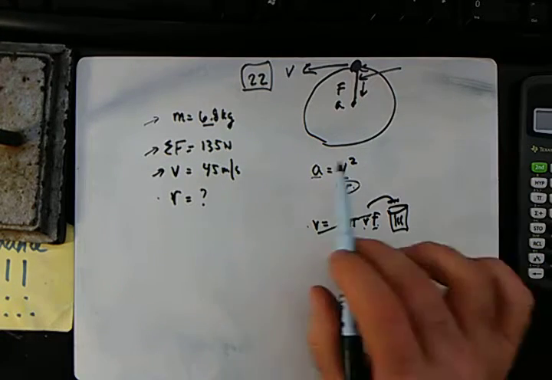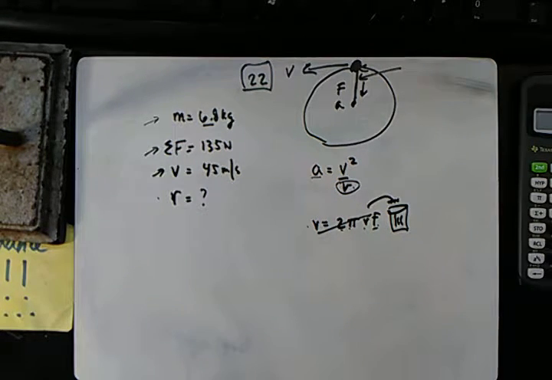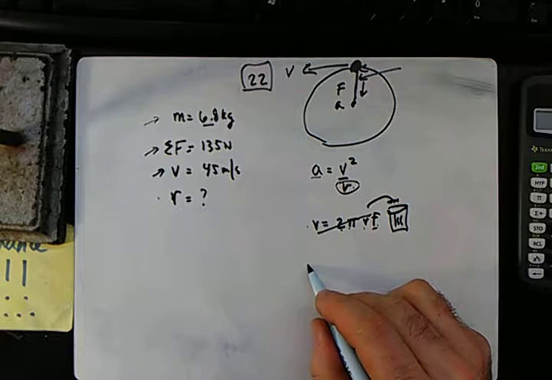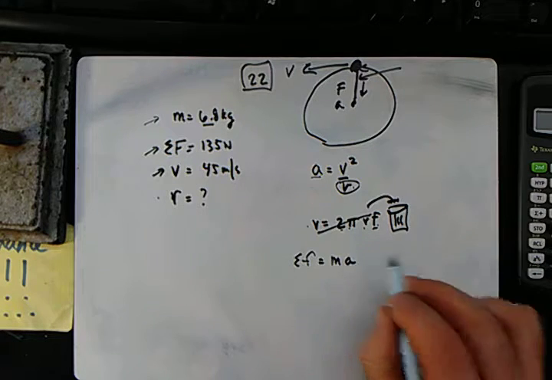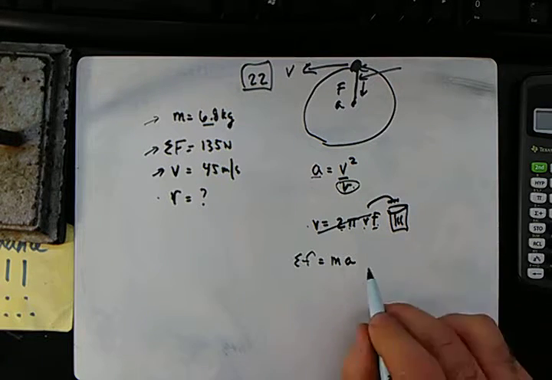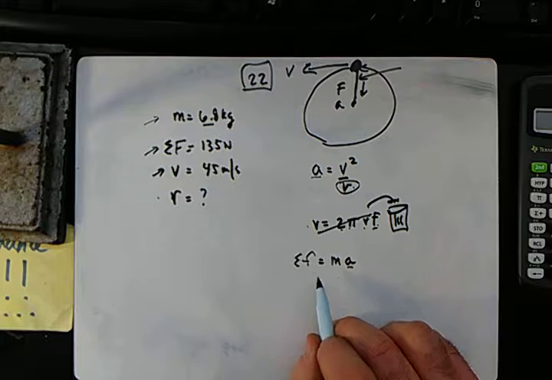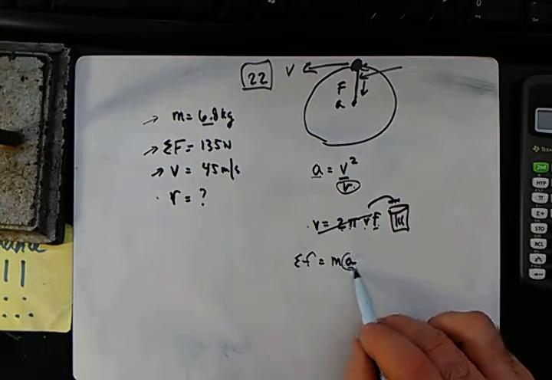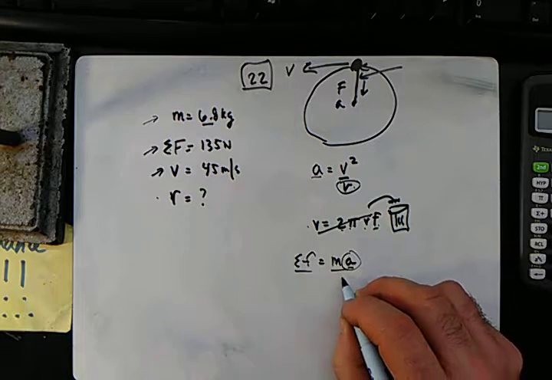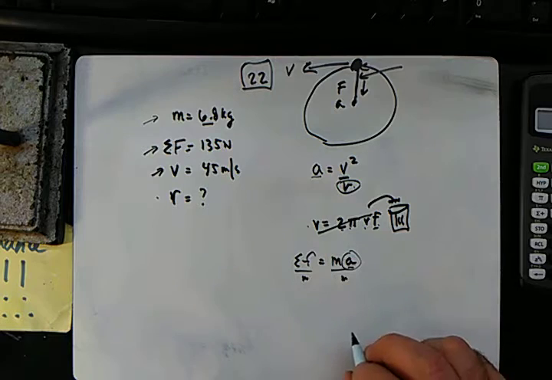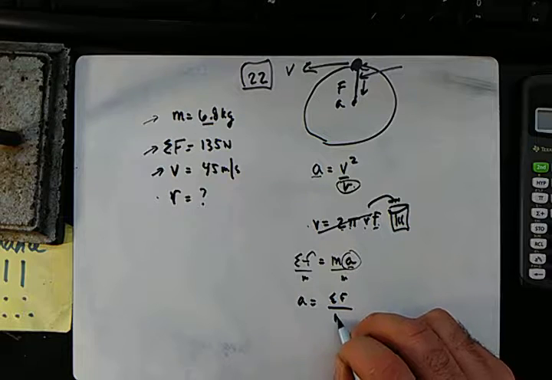The formula I'm going to look at is a equals v squared over r, because we know that the net force, according to Newton's second law, is equal to the mass times the acceleration, or in this case, centripetal acceleration. So we know net force, and we got a mass. We should be able to get that acceleration, no problem. If we just solve for a, divide through by m, a is going to be the net force over the mass.